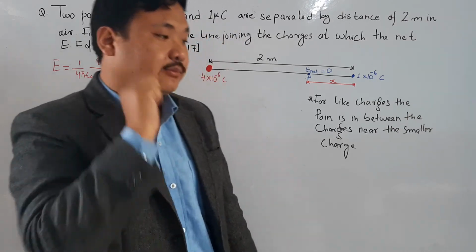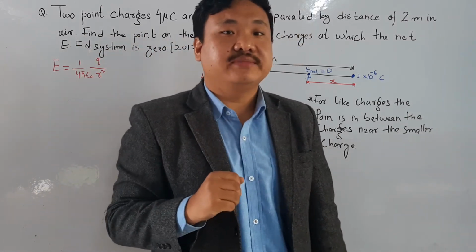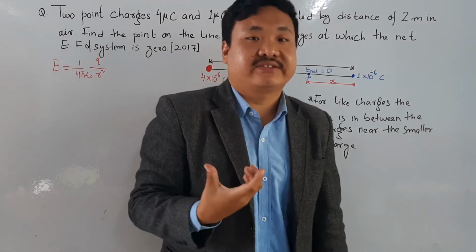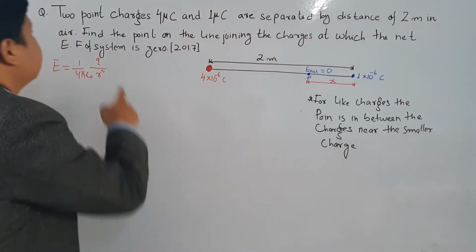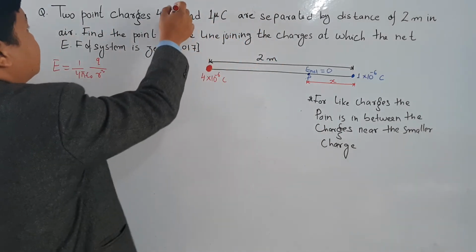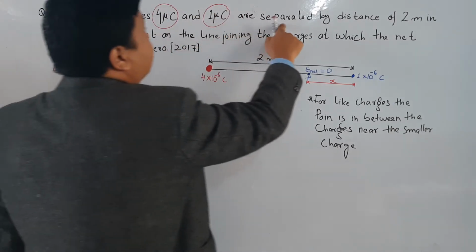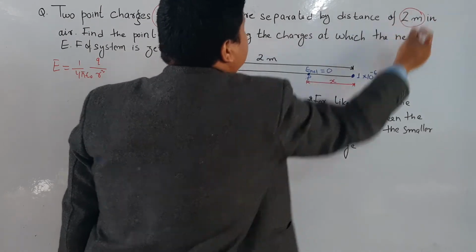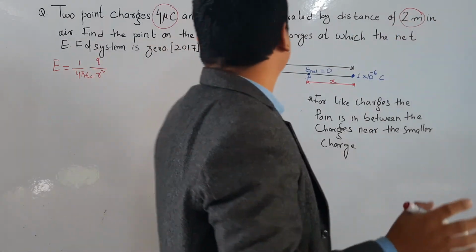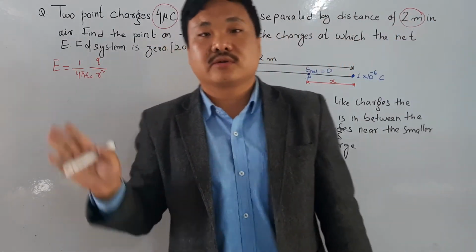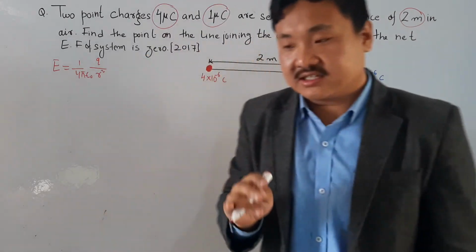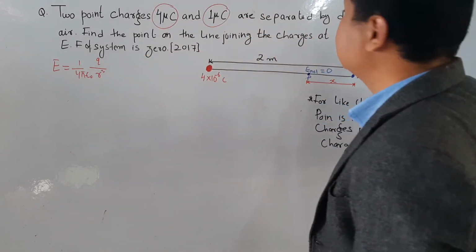तो बच्चों, एक प्रॉब्लम सॉल्व करते हैं फ्रॉम बोर्ड एग्जामिनेशन. Ok, from the electric field, the question says that two point charges, 4 microcoulomb and 1 microcoulomb, are separated by a distance of 2 meter. तो दो चार्जेस हैं, एक है 4 microcoulomb, दूसरा है 1 microcoulomb, and both are positive and which are separated by a distance of 2 meter in air.